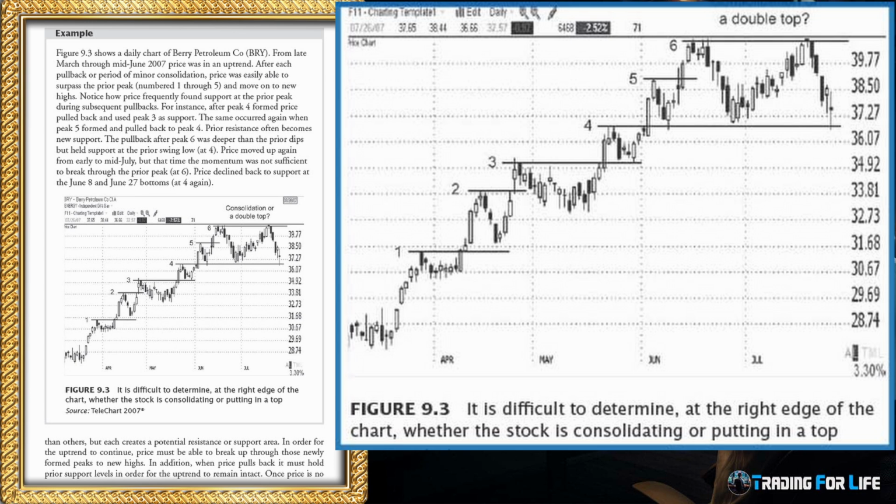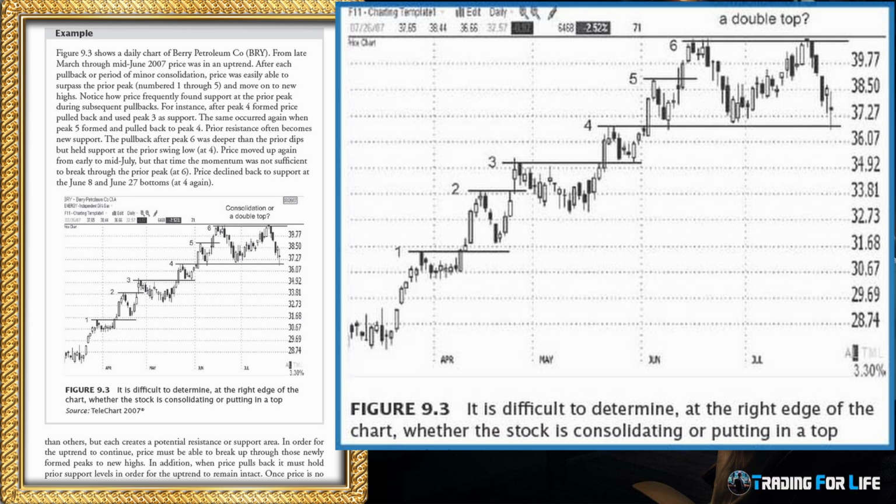After each pullback or period of minor consolidation, price was easily able to surpass the prior peak, numbered 1 through 5, and move on to new highs. Notice how price frequently found support at the prior peak during subsequent pullbacks. For instance, after peak 4 formed, price pulled back and used peak 3 as support. The same occurred again when peak 5 formed and pulled back to peak 4. Prior resistance often becomes new support.